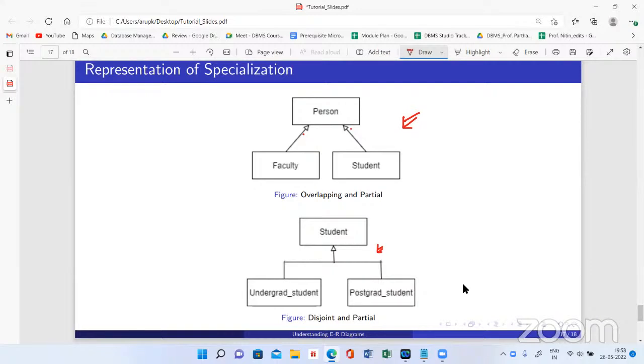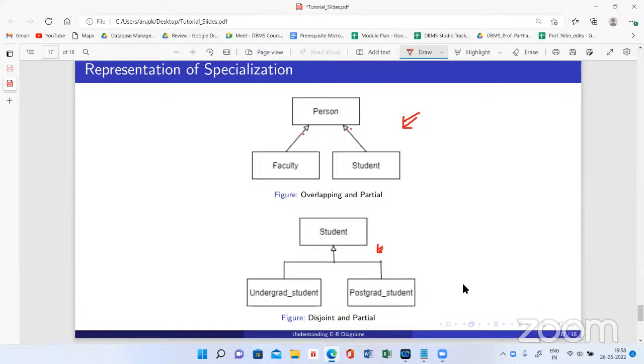Now, why do I say it's overlapping? If a person can be a faculty, a person can be a student, and a person can be both faculty and student, meaning there could be a TA kind of post, a teaching assistant post, where the student also does some kind of teaching, then I'll call it overlapping. A person can take both roles, faculty and student, together.